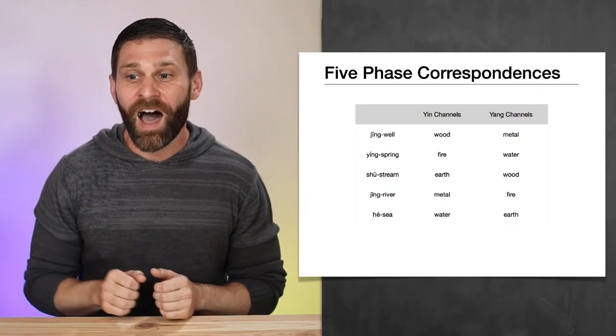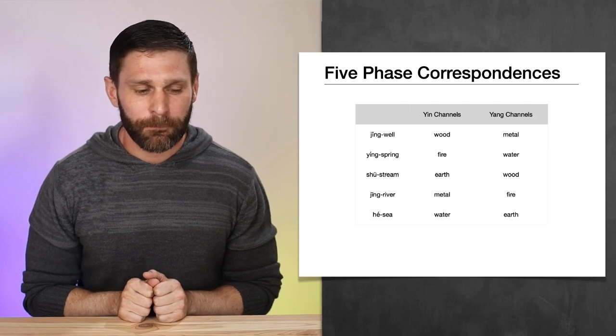Another thing that happens in Chinese medicine, usually whenever we have 5 of something, we also have the 5 elements or the 5 phases. So we have 5 of something, 5 phases, and we put them together. And we call that a 5-phase correspondence. In this case, each of the 5 Shu-transport points corresponds to one of the 5 phases. And so that's called our 5-phase correspondences.